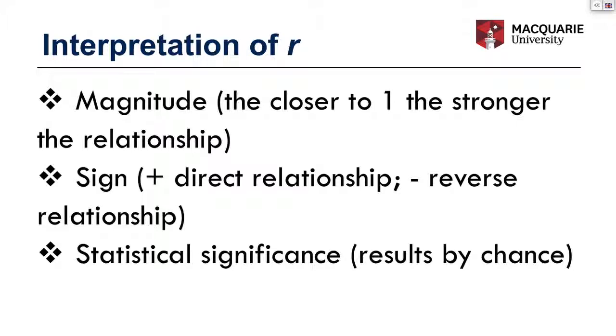And the next index that we use in order to interpret the correlation coefficient is the statistical significance. And this tells us whether the results that we have come across at the level of the sample are by chance, or they are meaningful and therefore generalizable to the target population.